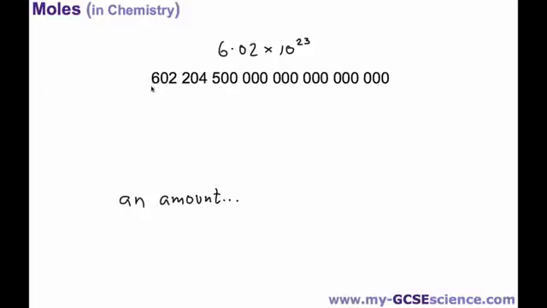There is another reason why this particular number was chosen, and we'll look at that in a minute. But for the moment, all you need to remember is that a mole of anything is this number, this amount. It's just like saying a couple of bottles, that would be 2 bottles, or a dozen cakes, that would be 12 cakes. It's just an amount, and it's a name for an amount.